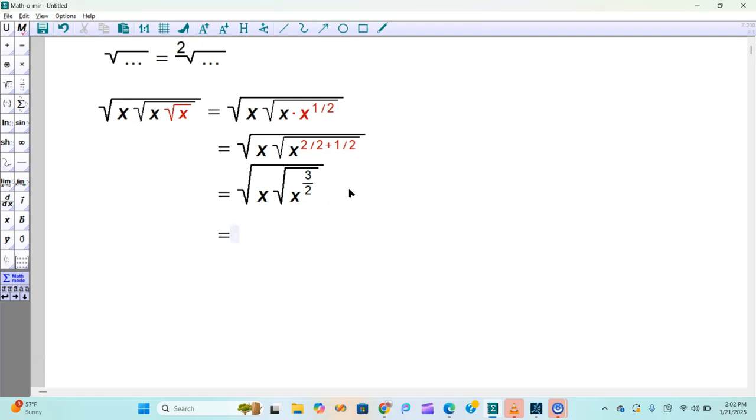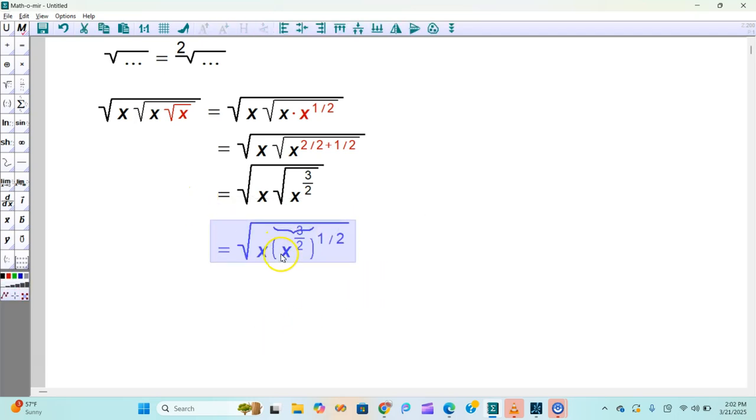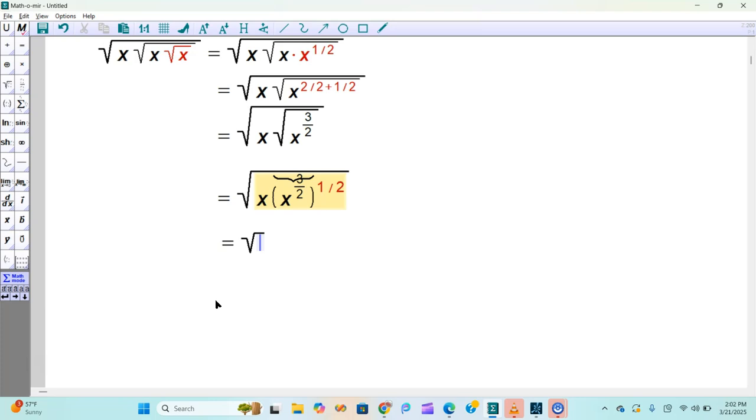All right, now you have to handle the second inner root. In other words, you need to handle this part right here. So you're going to have the root of x, and then it's going to be x to the 3/2 raised to the 1/2, because that's the meaning of the square root. It's raising to the 1/2. So it's going to give us x times, now look, 3/2 times 1/2, which gives us x raised to the 3 times 1 is 3, 2 times 2 is 4, so 3/4.